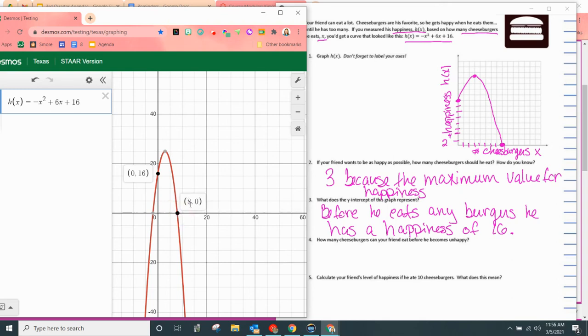And right here, well, my x value is 8. That's number of cheeseburgers, remember? I told you the labels are so important. He's eaten 8 cheeseburgers, and his happiness level is 0. He has no happiness at this point.